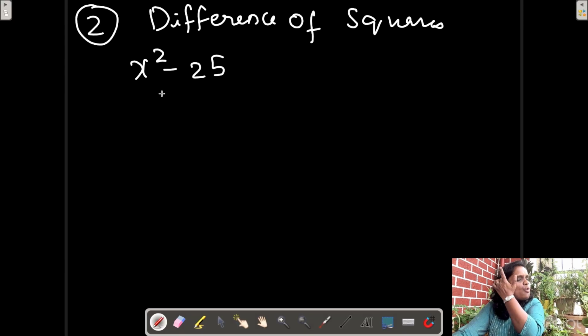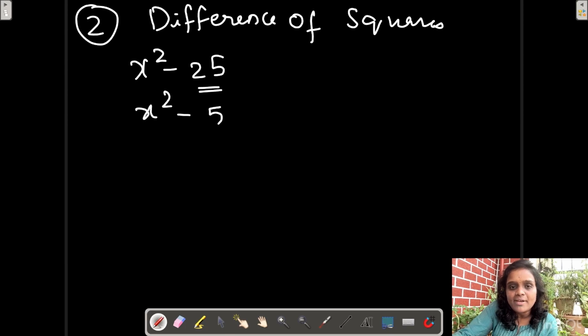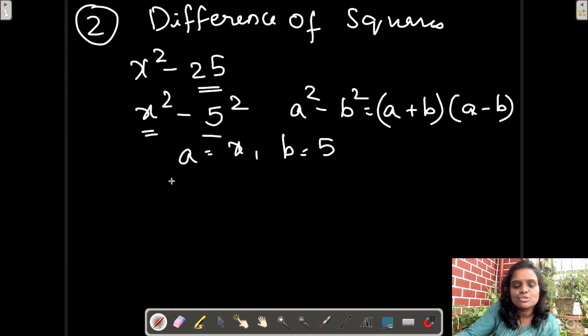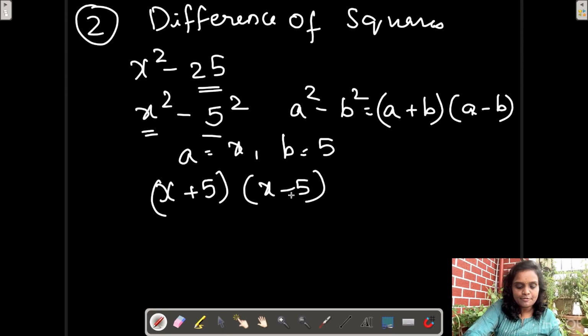We have already learned so many identities, right? If you observe this one, 25, I can write it as 5 square. So what is this similar to? Which identity is it looking like? It is looking like a square minus b square. What is the formula for a square minus b square? a plus b into a minus b. Here, what is a and b? a is equal to x and b is equal to 5. So substitute the same: x plus 5 into x minus 5. This is how we do difference of squares.